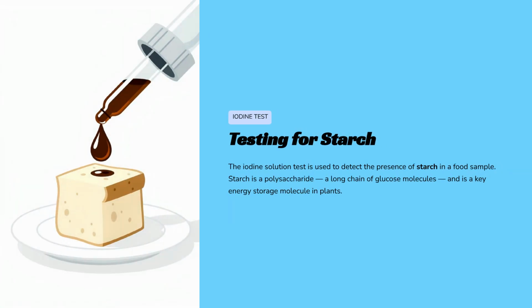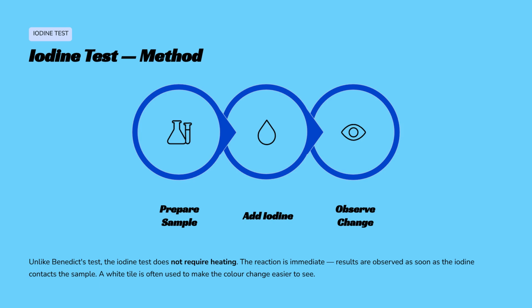Next is the Iodine test, which is used to detect starch. Starch is a polysaccharide, serving as a key energy storage molecule in plants. To perform the Iodine test, prepare your sample and add the iodine solution. Unlike the Benedict's test, no heating is required, and the result is immediate. A white tile can help you see the color change clearly.